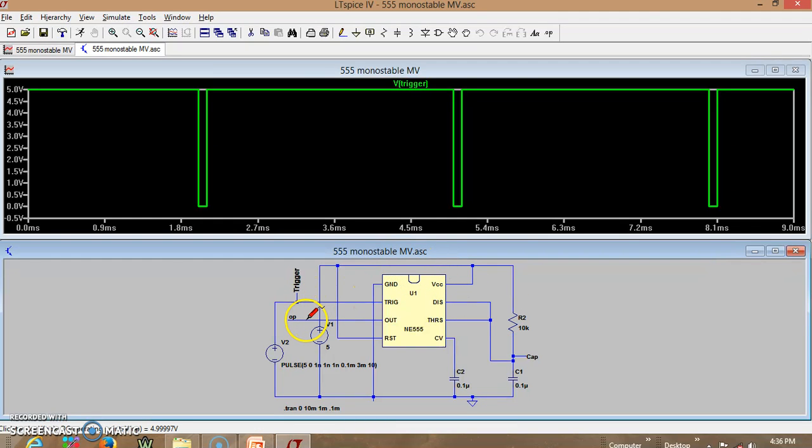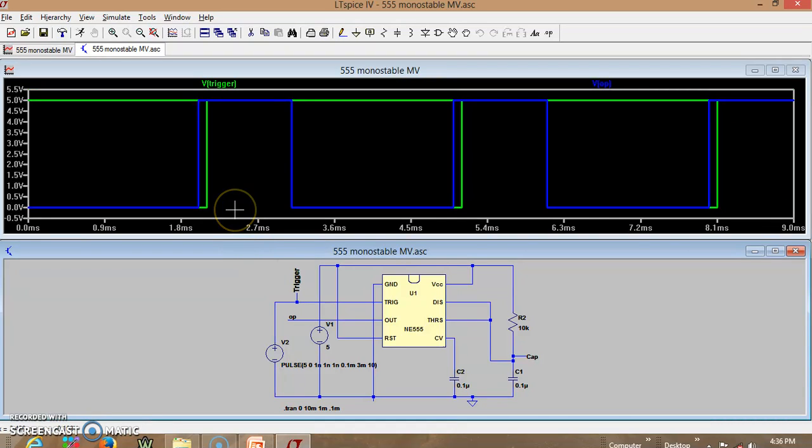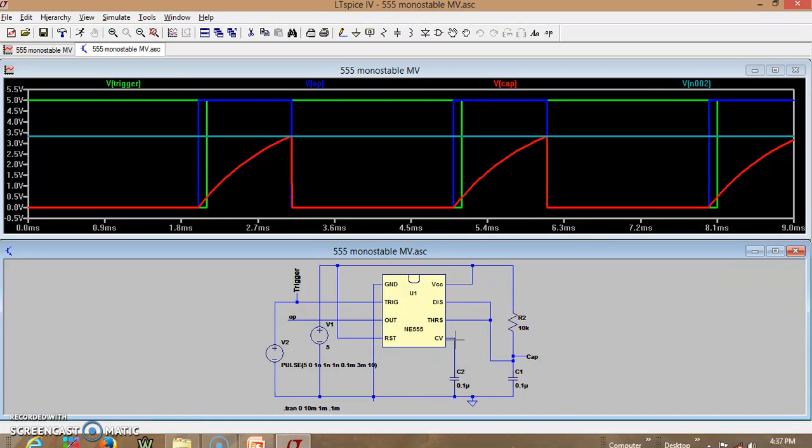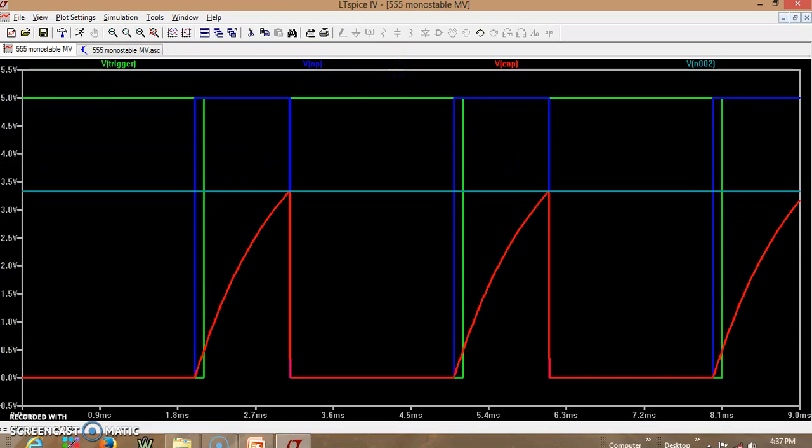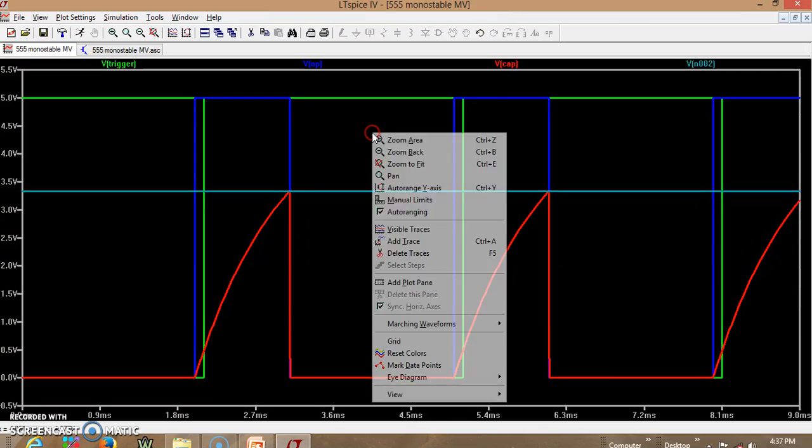Let us see how the output looks. This is the output. Now you can see the output is high for a period of 1.1 millisecond, which is the desired pulse width. And we can also see the capacitor voltage, how it is charging and discharging. We can also see the voltage at this CV, which is the control voltage, which will always be constant at 2/3 of VCC. You can see these are 4 different waveforms at different points. So we shall separate out all the 4 waveforms and try to understand how the monoshot is working.